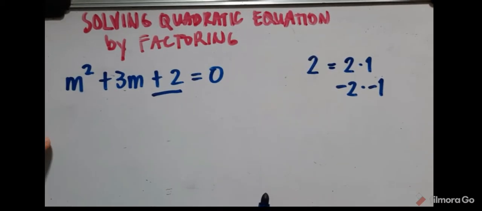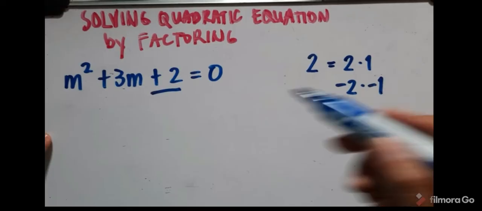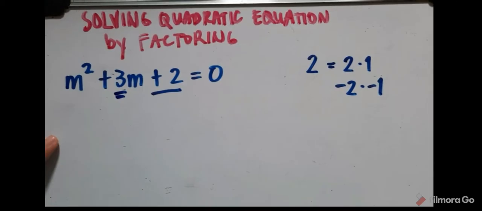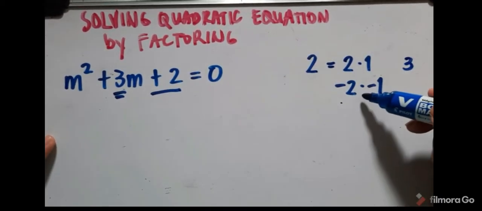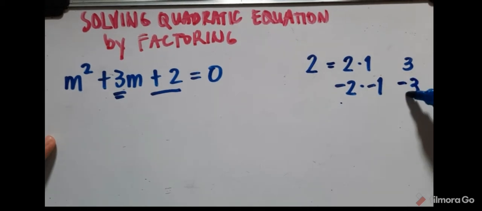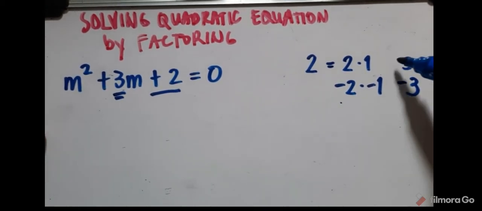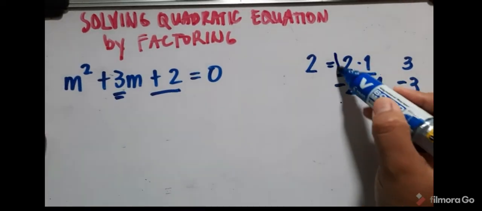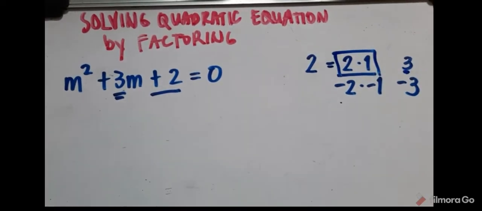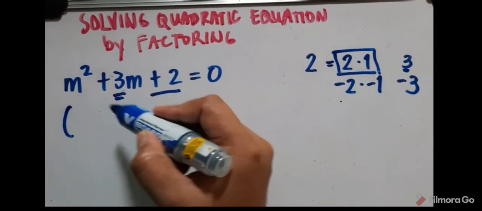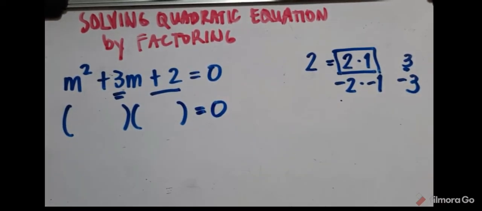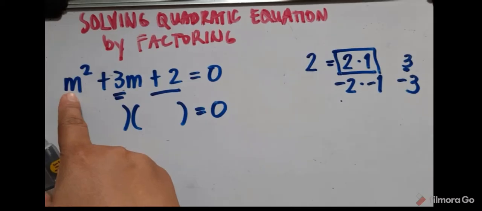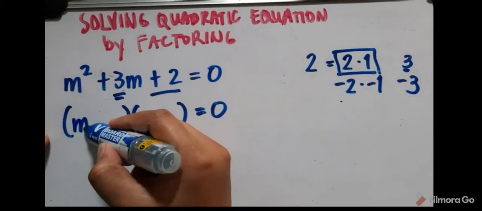Now, we need to get the sum of these factors. It should be equal to positive 3, which is our second term. So, 2 plus 1 is 3. Negative 2 plus negative 1 is negative 3. Therefore, what factors are we going to use? We have positive 2 and positive 1 because this is positive 3. So, we write it as factors of the given. So, next, after factoring the trinomial, the square root of m squared, that would be m and m.